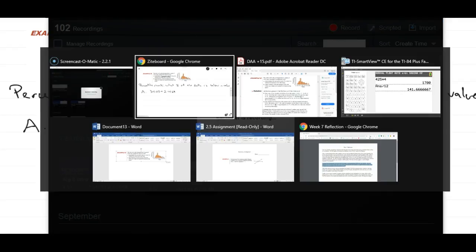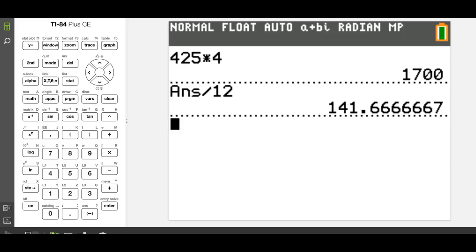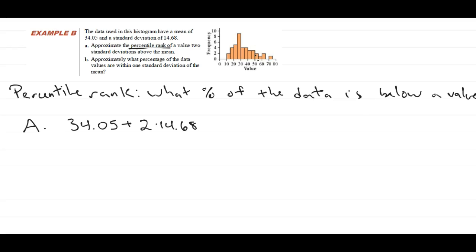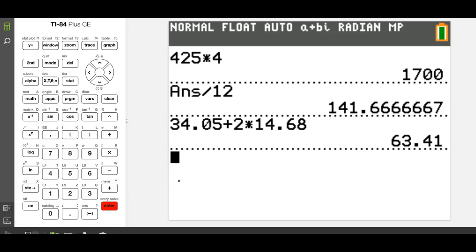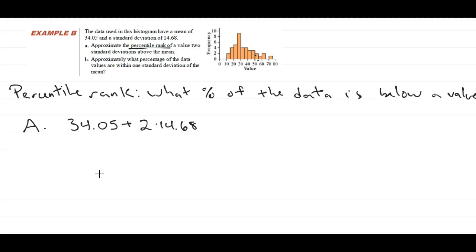Let's go back here real quick. 34.05 plus 2 times 14.68. We hit enter, and we get a number of 63.41. So we're looking for a number that is 63.41.